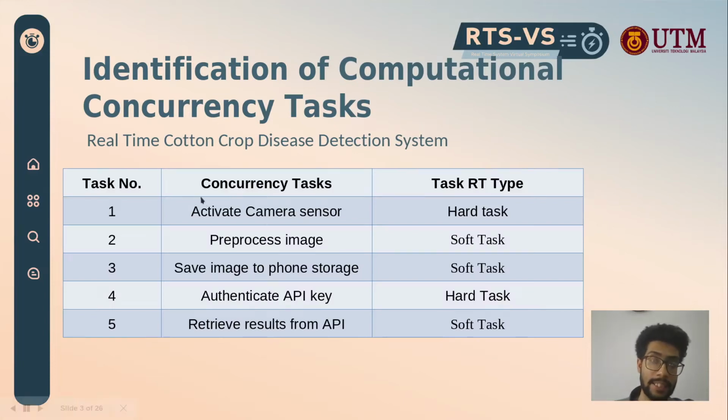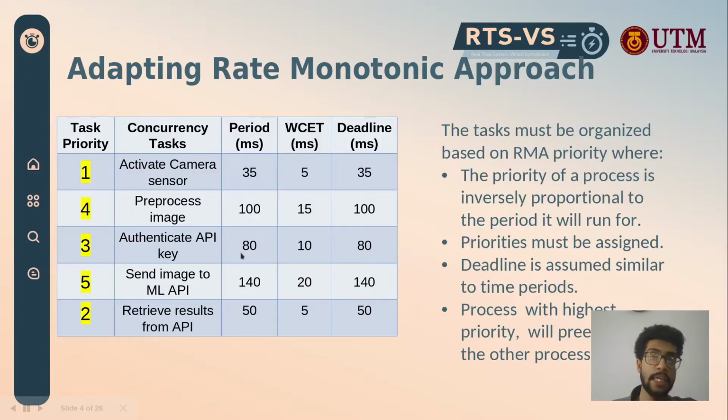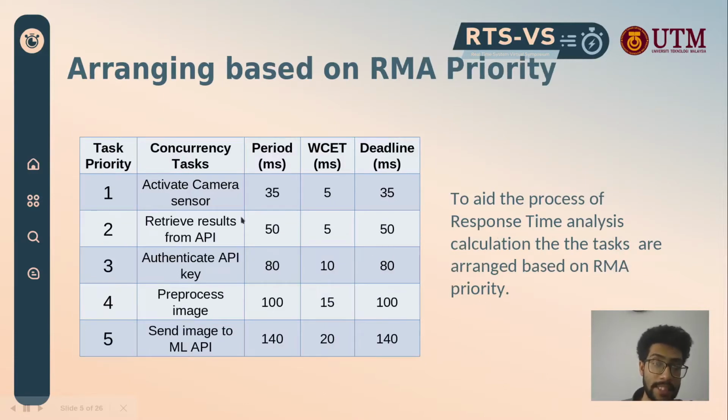So the tasks that have been suggested are: activate camera sensor, pre-process image, save image to phone storage, authenticate API key, retrieve results from API. As the rate monotonic approach is adopted, the priority of the process is inversely proportional to the period it will run for, and the tasks will be organized based on their priority, which is based on the period.